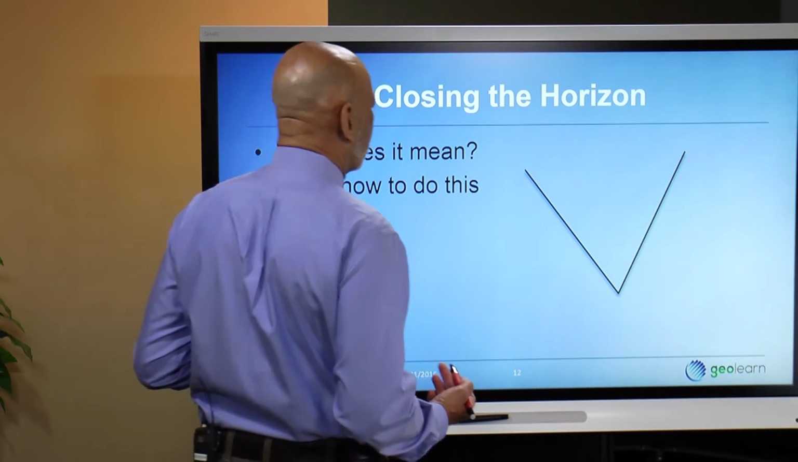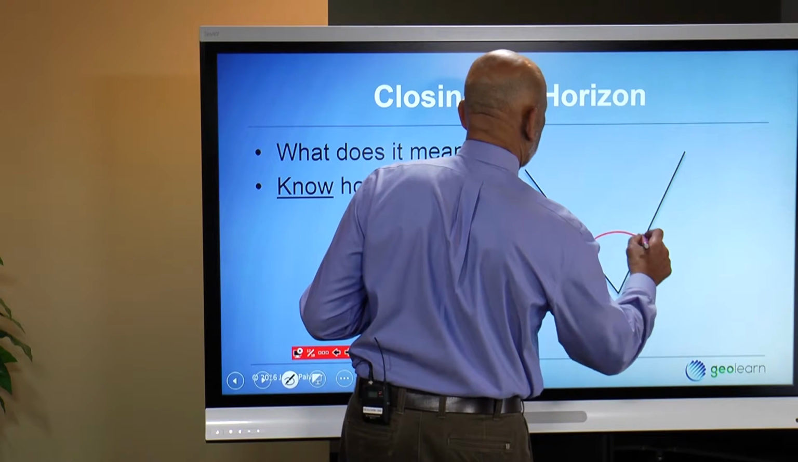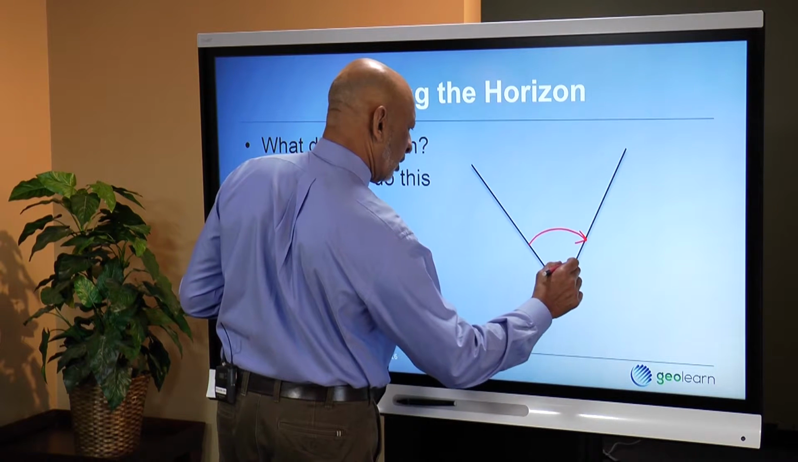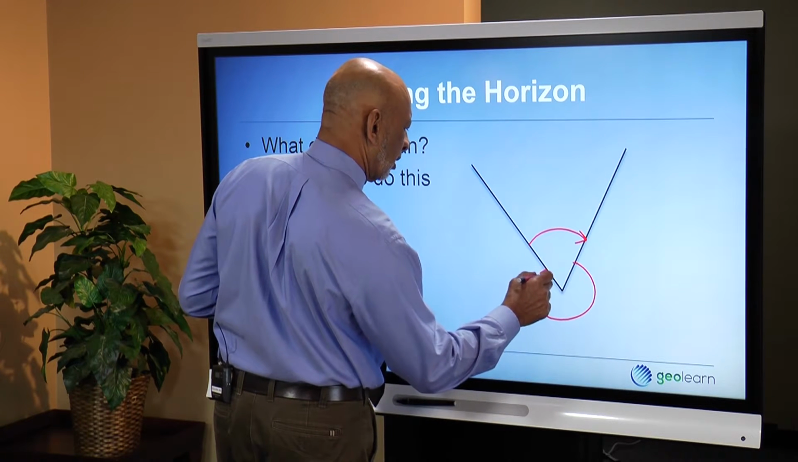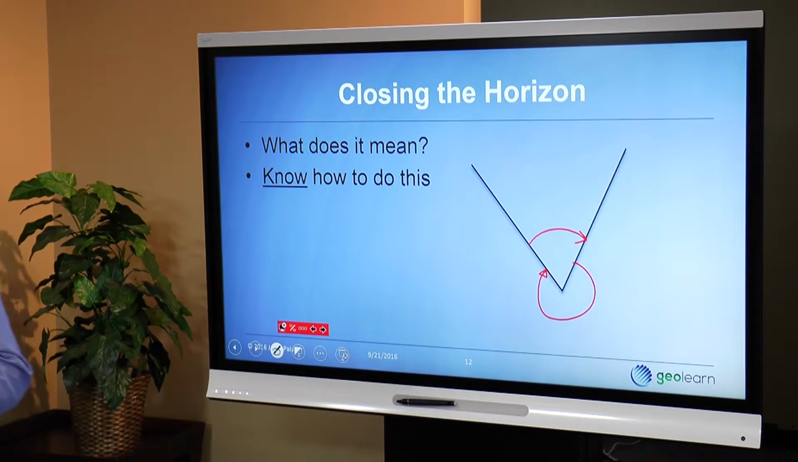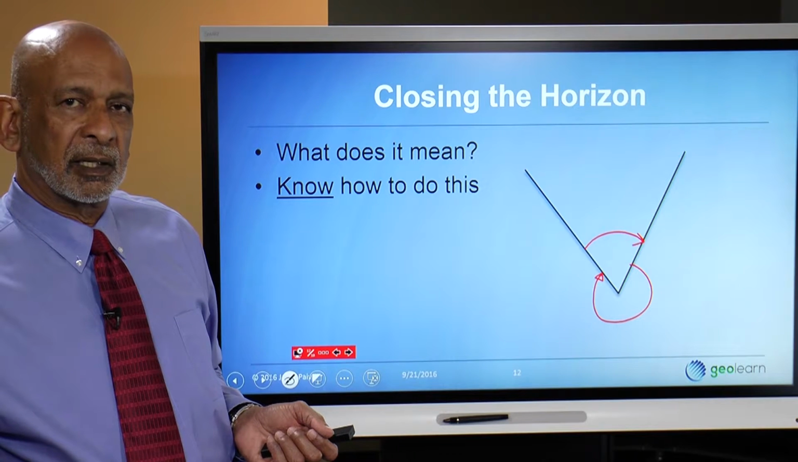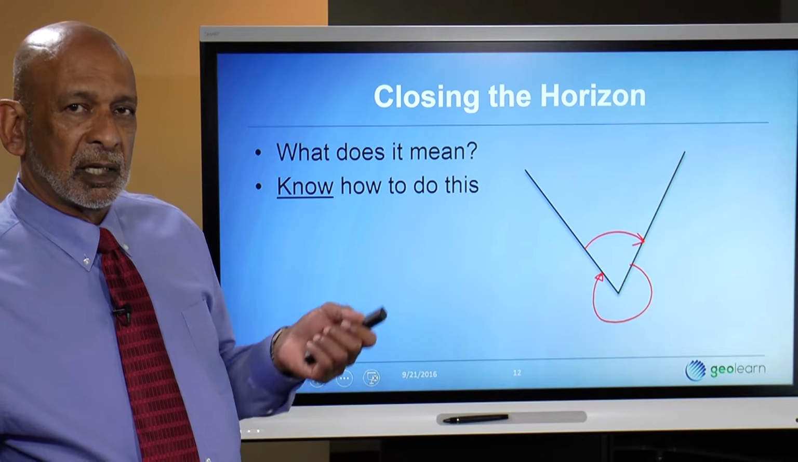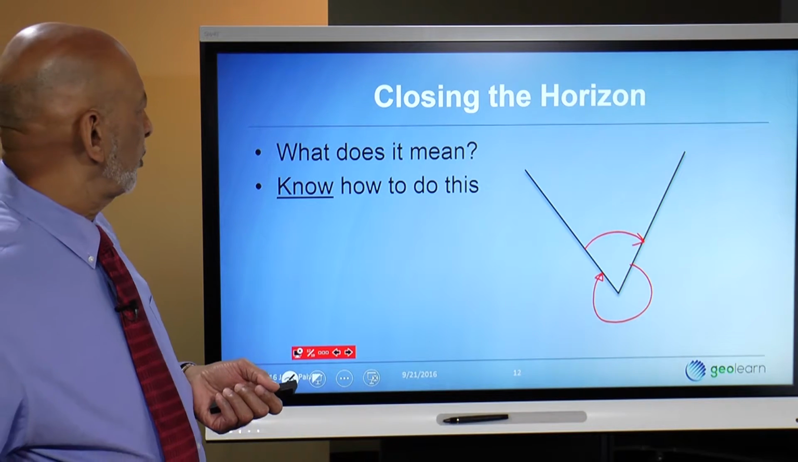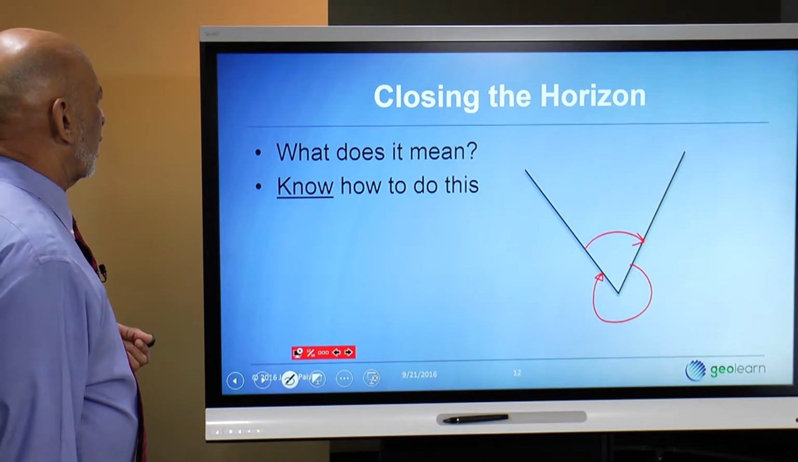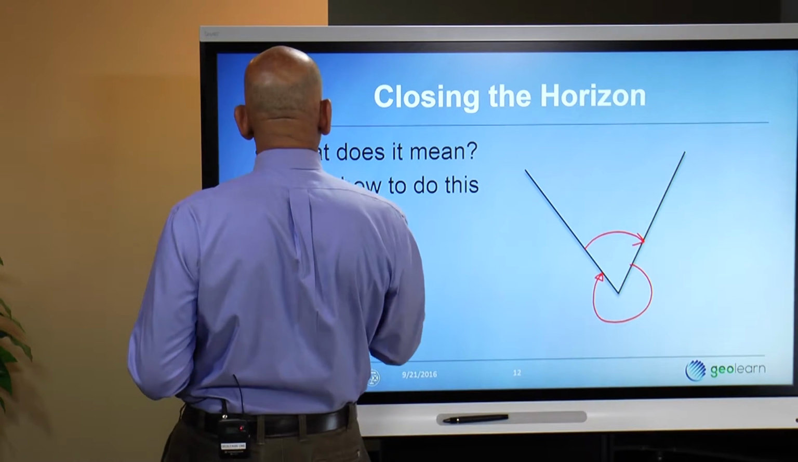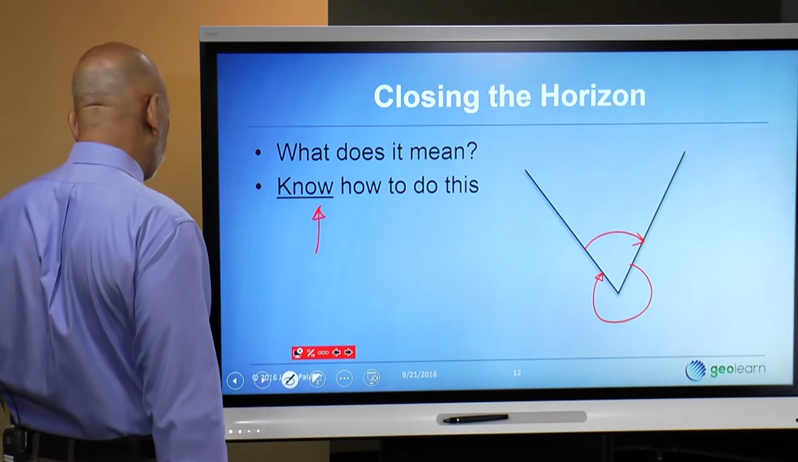So here's those same 3 points, and we just measured this angle. But one of the things we can do is also measure this angle here. And if we measure that angle, we know that those 2 angles need to add up to 360 degrees. So it helps us catch blunders, and if there's small errors, it gives us a really good handle on what those are. So knowing what closing the horizon means is really important, and knowing how to do this in the field is just as important.